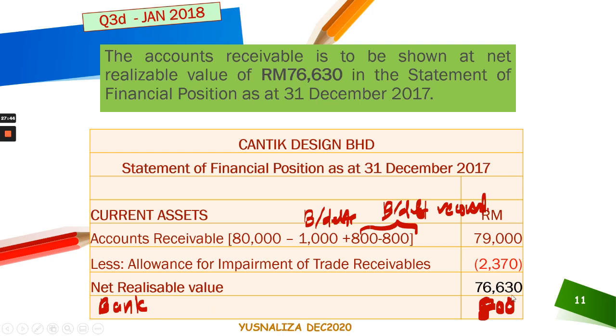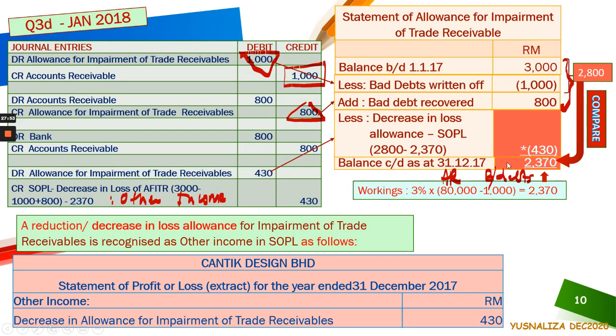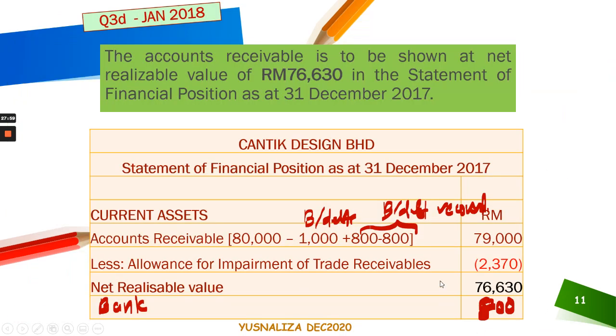Allowance for impairment is taken from the statement of allowance earlier, and therefore your net realizable value is 76,630. This is the allowance that we have taken and put in our statement of allowance. So you need to show the current asset section. Bank, I am just showing for some effect for cash flow later.